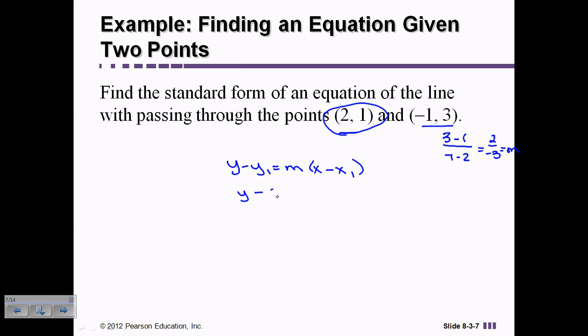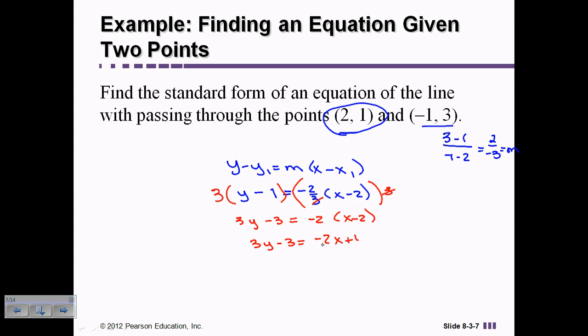So y minus 1 equals the slope, negative 2/3, times x minus 2. Again, we don't like having that fraction, so we're going to multiply both sides by 3. We don't care about the negative 2. We're going to multiply both sides by 3 to cancel out the fraction, and you end up with 3y minus 3 equals, the 3's cancel out, negative 2 times x minus 2. So you get 3y minus 3 equals negative 2x plus 4.